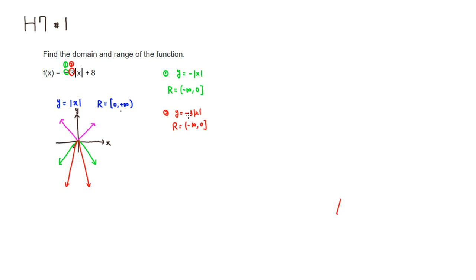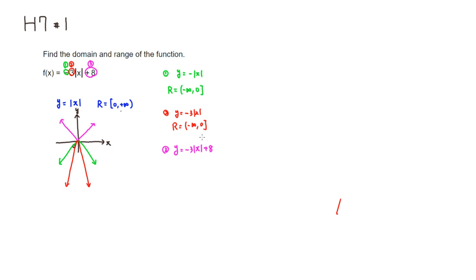Then after that we have this one. Yellow is kind of hard to see, so I'm going to use this color. This plus 8 lifts everything up by 8 units. So the last one is y equals negative 3 times absolute value of x plus 8.